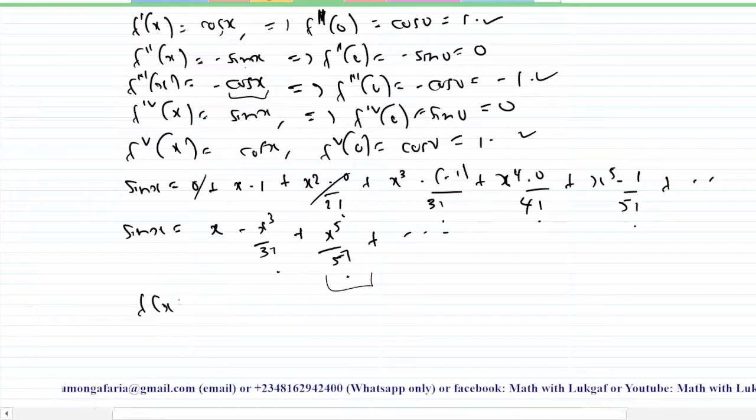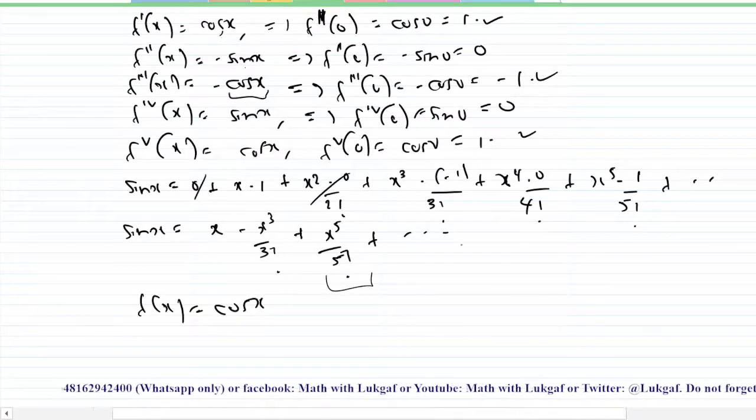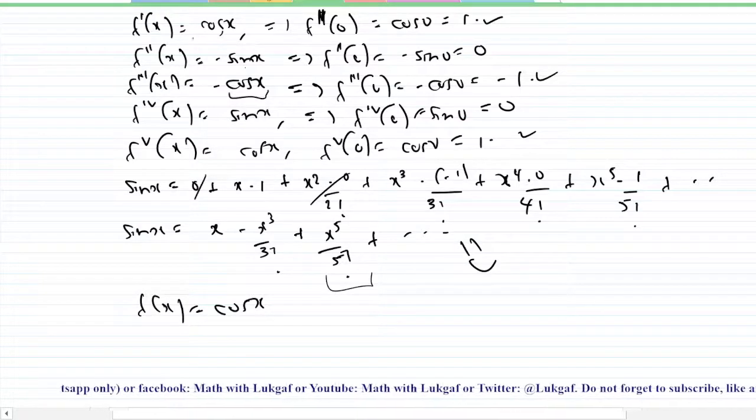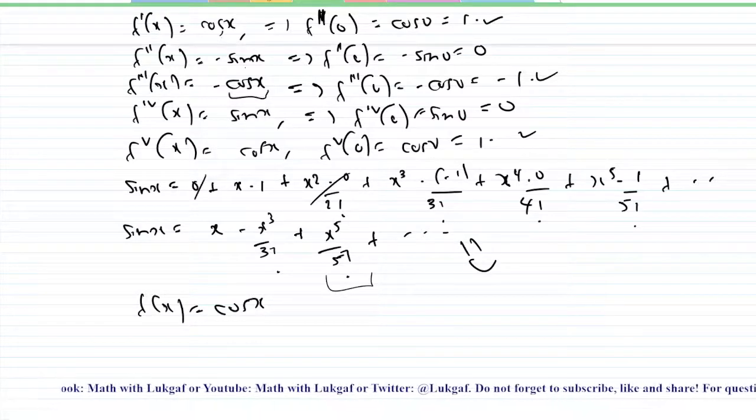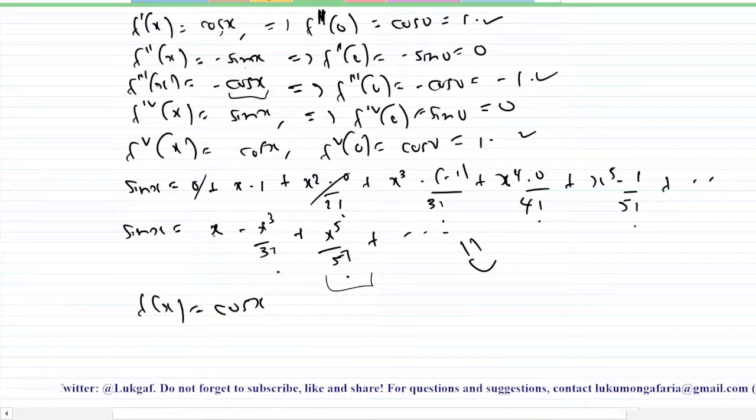So let's say we want to express cos x in what? In terms of what? Maclaurin series. Even without doing it, I can have my answer. I can obtain my answer here directly before even doing it. How do you do that? Recall that derivative of sin x is cos x. So it means if I differentiate each of these terms, I should have cos.